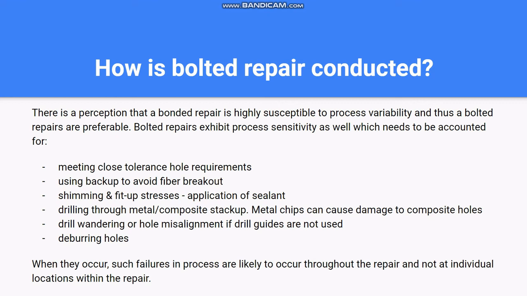Meeting close tolerance hole requirements, using backup to avoid fiber breakout, shimming and faying surface stresses, which is the application of sealant, drilling through metal or composite stack-up. Metal chips can cause damage to composite holes, and drill wandering or hole misalignment if drill guides are not used, and deburring holes. When they occur, such failures in process are likely to occur throughout the repair and not at individual locations within the repair.